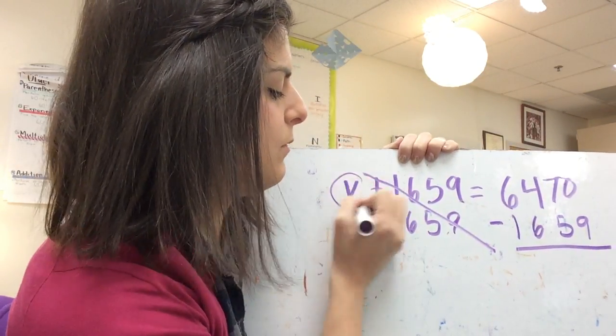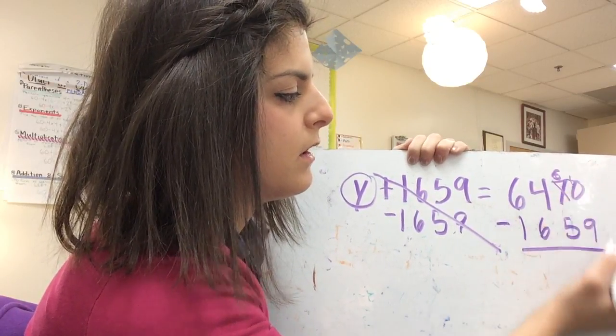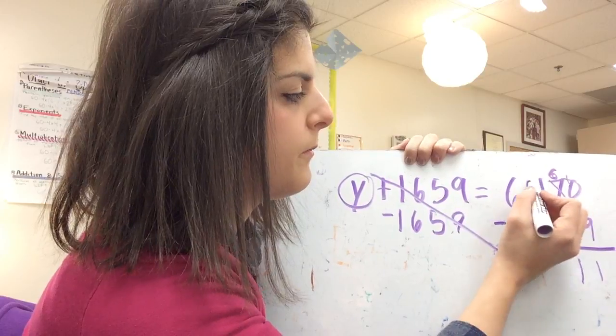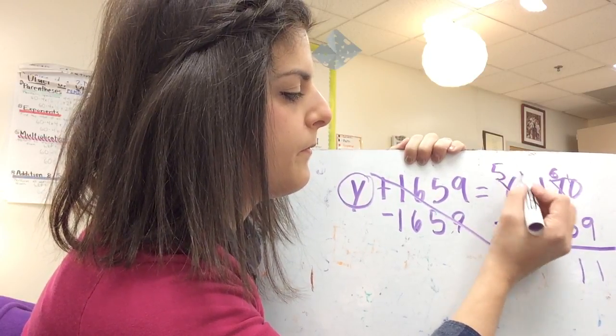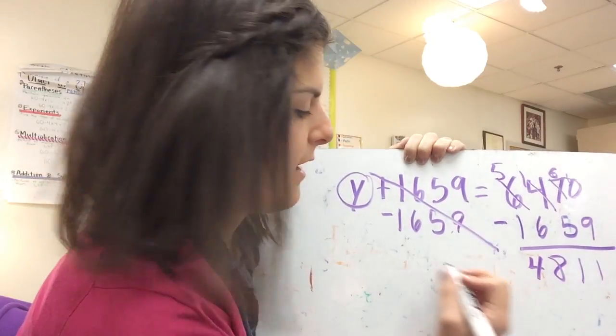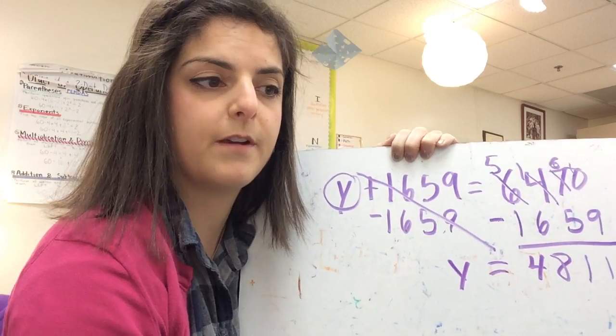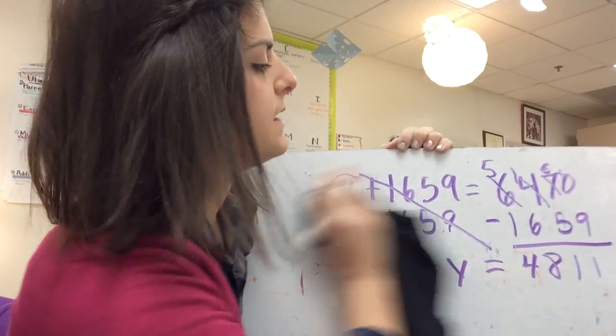So we're left over here still with our y. So we're going to do our math over here. Okay, and we're going to get 4,811. Y equals 4,811. Okay, pretty simple. You know how to do this.